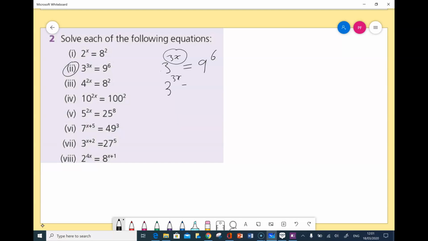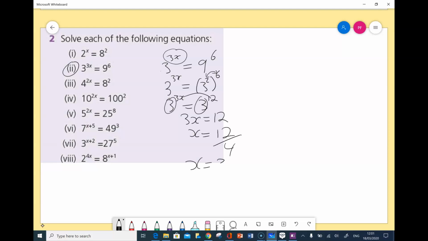Well, I can express 9 as 3 squared to the power. When we've got indices with brackets in between them, we multiply. So 3 to the power of 3x equals 3 to the power of 12. Base numbers are the same, so our indices must be the same. 3x is equal to 12. 3 is multiplying x, so when it comes over it divides. X is equal to 3. Oh my goodness me. X is equal to 4.